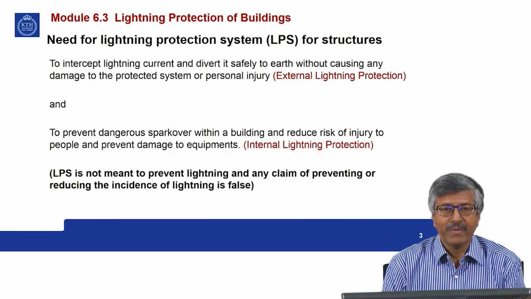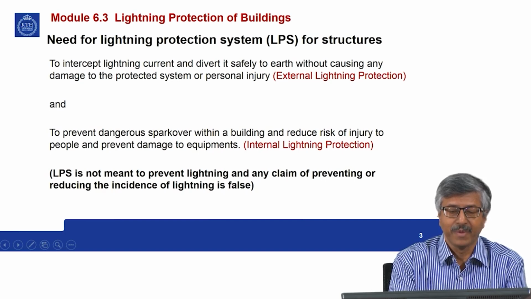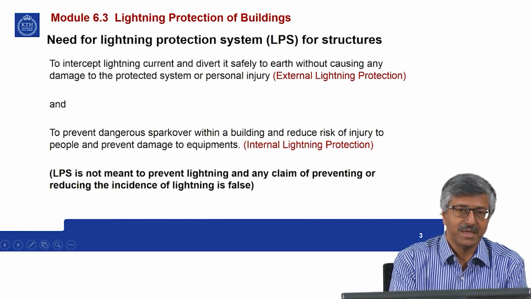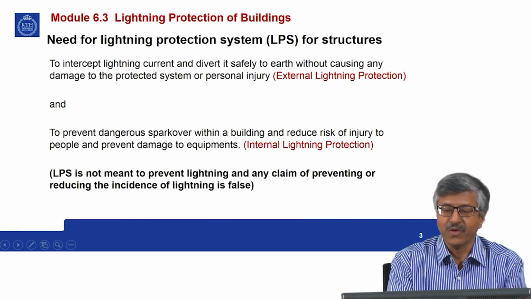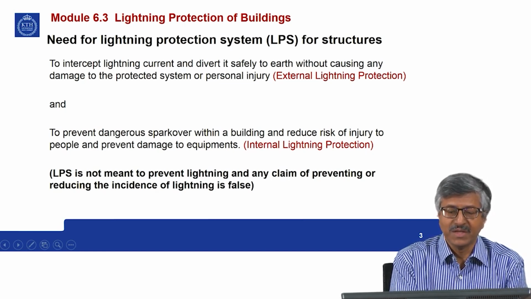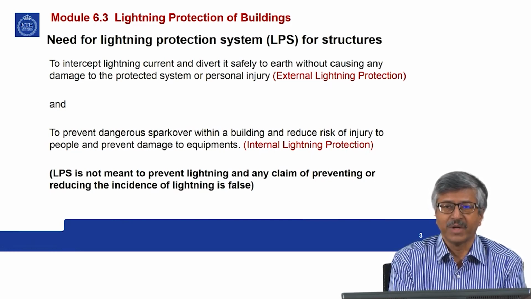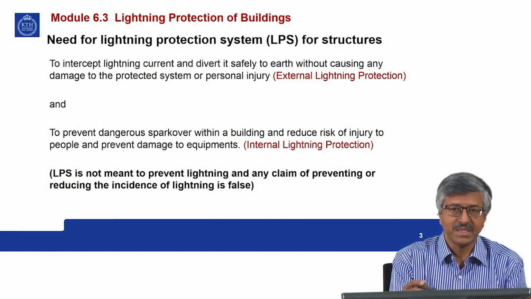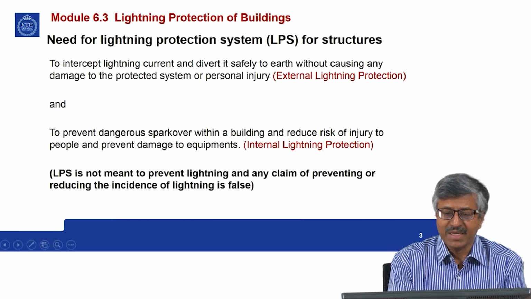You also need to prevent dangerous spark overs within a building due to the lightning strike external to the structure, and to reduce risk of injury to people and prevent damage to equipment. So, this is the reason for the internal lightning protection. So, as part of lightning protection, you will have something external to the building and some measures internal to the building. So, we will quickly go through that, but more concentration will be given to internal lightning protection.